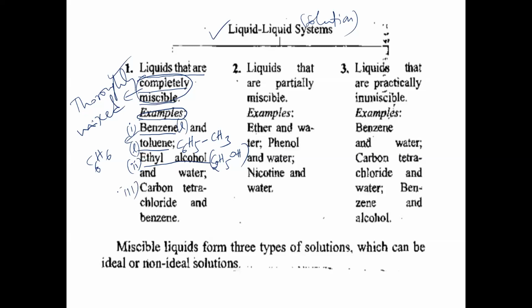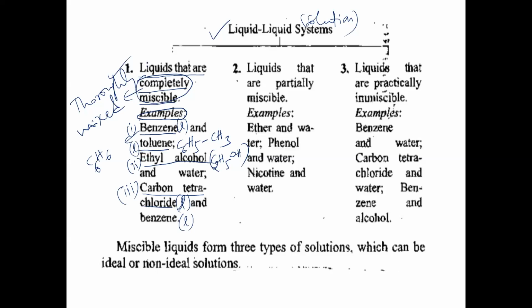And third example for miscible liquids, carbon tetrachloride. Already we have discussed the formula CCl4. Carbon tetrachloride and benzene, C6H6. When benzene is mixed with carbon tetrachloride, these 2 liquids are thoroughly mixed. Carbon tetrachloride is liquid, benzene is liquid. So when carbon tetrachloride is dissolved in benzene, we get a solution of liquid in liquid. That is called liquid system.